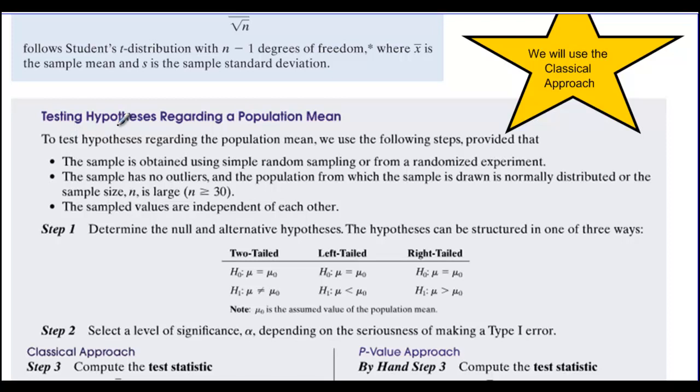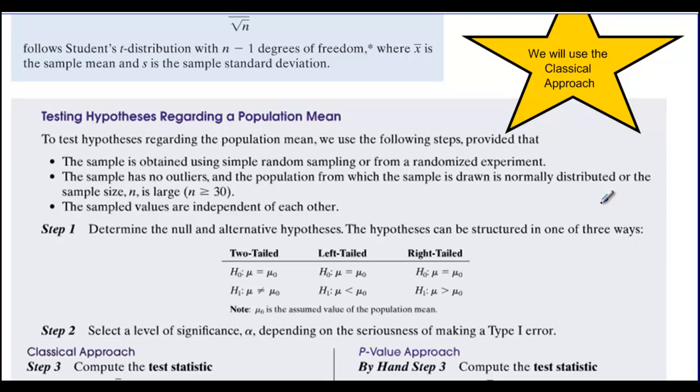We're going to use the classical approach, which means that whenever you have two approaches down here, we're using the one on the left. A couple things we want to talk about here. To test hypotheses regarding the population mean, we use the following steps, provided that we check and make sure that the sample is obtained using simple random sampling or from a randomized experiment, that the sample has no outliers, and the population from which the sample is drawn is normally distributed, or the sample size n is large, so greater than or equal to 30. Also, the sampled values are independent of each other.